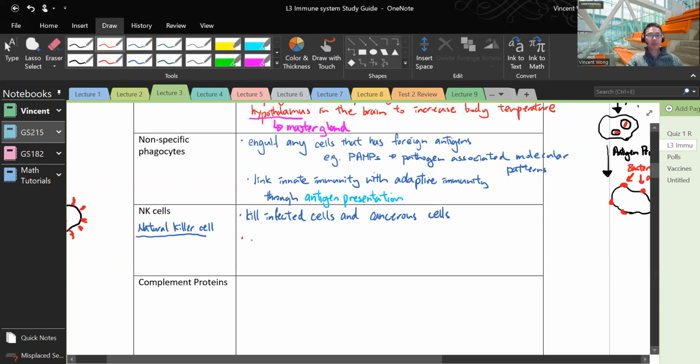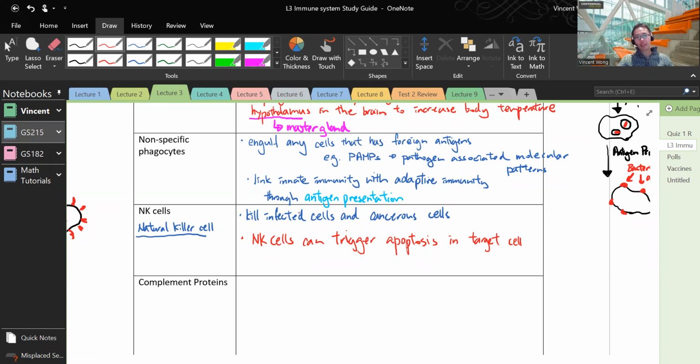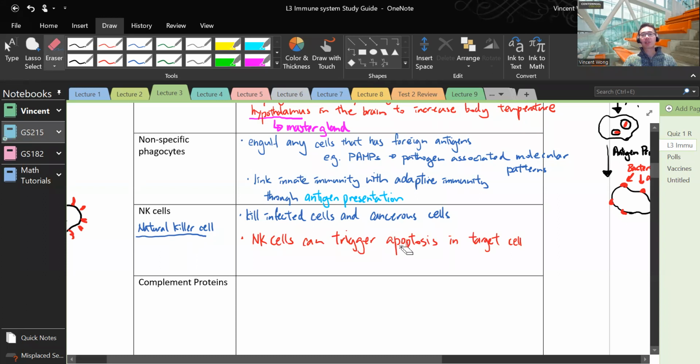So how does it work? Well, NK cells will trigger apoptosis, which is programmed cell death, in the target cell. They touch them and basically create a cascade of chemical signals, which ultimately triggers cell death in these cells.